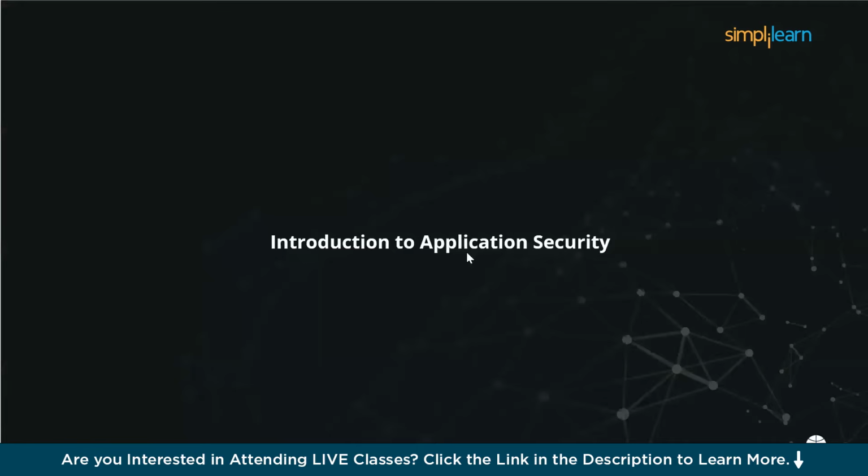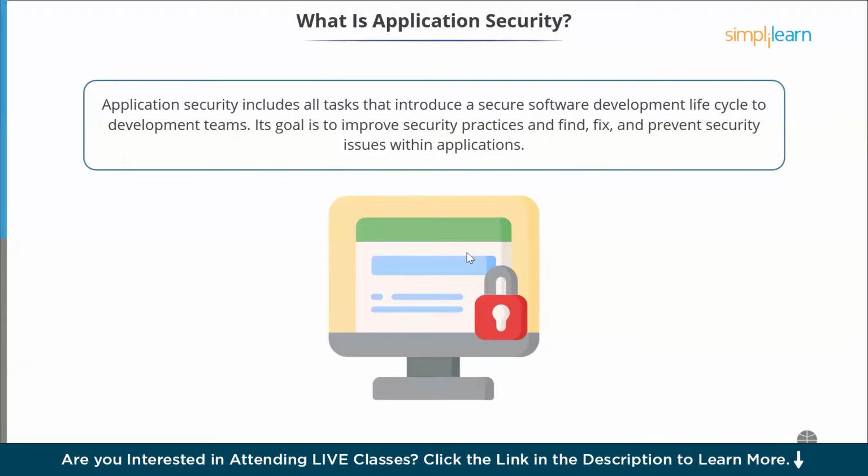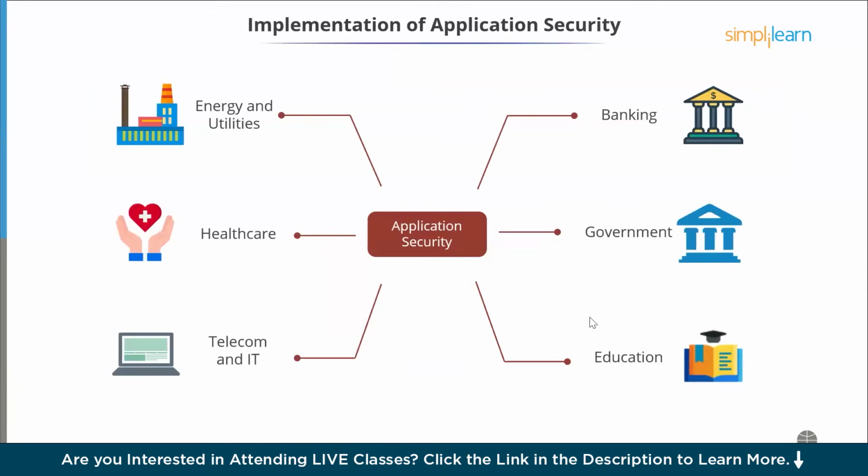So we'll be doing an introduction to application security. What is application security? Where is it used? As the name says, application security includes all tasks that introduce a security software development lifecycle, development teams. Its goal is to improve security practices and find, fix, and prevent security issues within applications. How it is done, why it is done, that we will learn along the journey, along with practical examples.